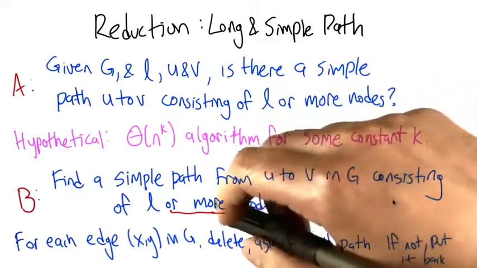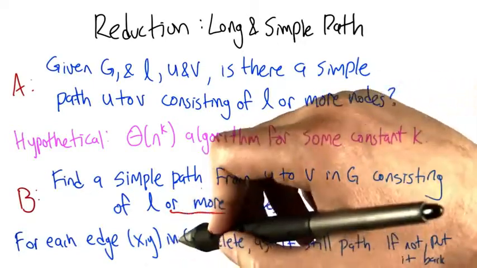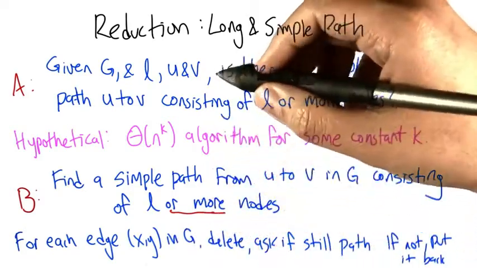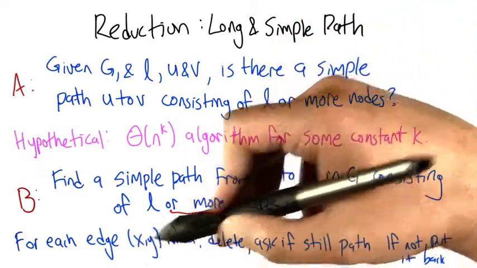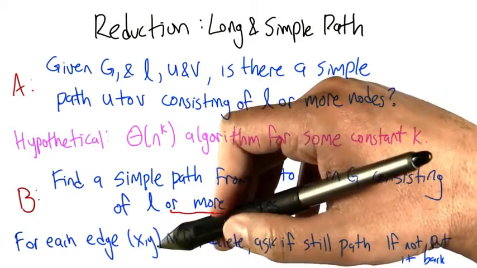So here's the strategy that I would suggest. There's probably a couple different ways to do this. We could take the original graph, where we know there is some length L simple path from U to V. And what we can do is, for each edge in the graph, say, well, what if we delete that edge? Is there still a path?